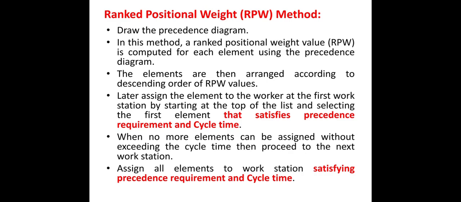Later, we assign the elements to the worker at the first workstation by starting at the top of the list and selecting the first element that satisfies the precedence requirement and cycle time. These are the two main conditions, precedence requirement and cycle time, for all three methods. When no more elements can be assigned without exceeding the cycle time, we proceed to the next workstation. In doing so, we assign all the elements to workstations satisfying the two conditions, precedence requirement and cycle time.